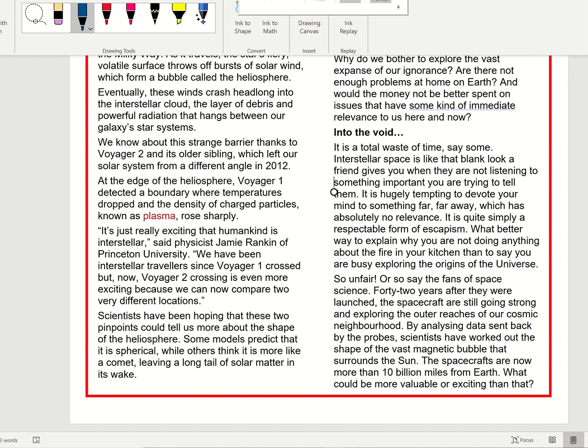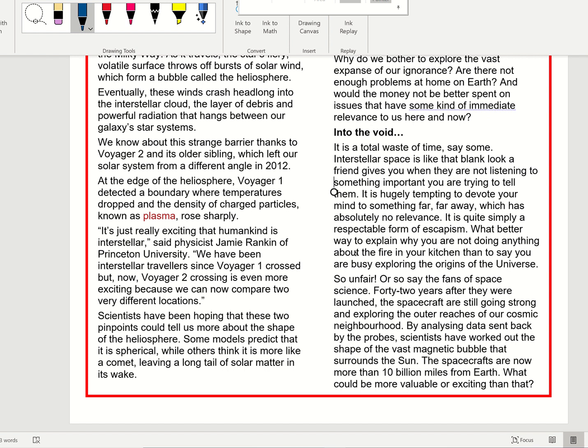Interstellar space is like that blank look a friend gives you when they're not listening to something important you are trying to tell them. It is hugely tempting to devote your mind to something far, far away, which has absolutely no relevance. It is quite simply a respectable form of escapism. What better way to explain why you are not doing anything about the fire in your kitchen than to say you are busy exploring the origins of the universe?